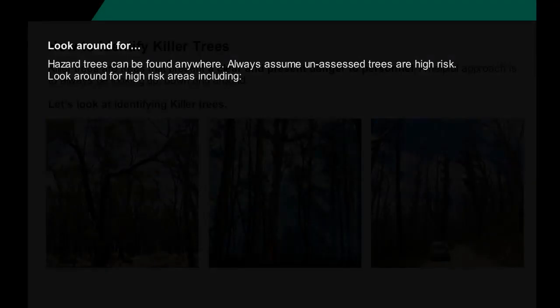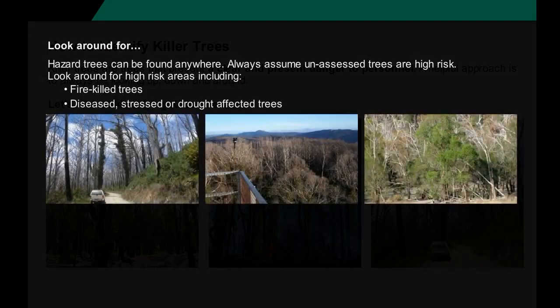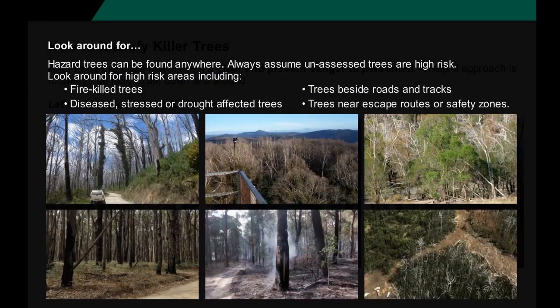Hazard trees can be found anywhere, from individual trees to stands of trees and forests. Always assume unassessed trees are high risk, and look around for high-risk areas, including fire-killed trees, diseased, stressed, or drought-affected trees, trees beside roads and tracks, and trees near escape routes or safety zones.